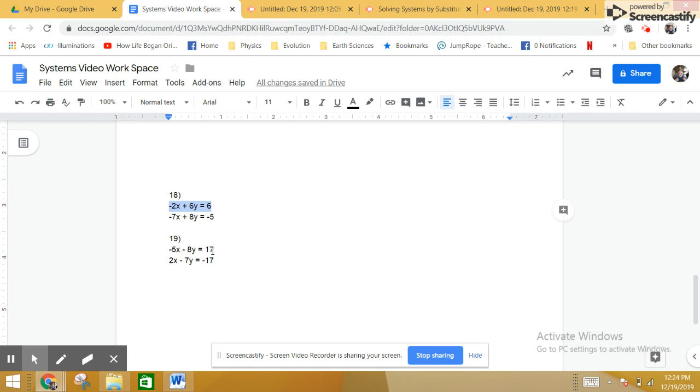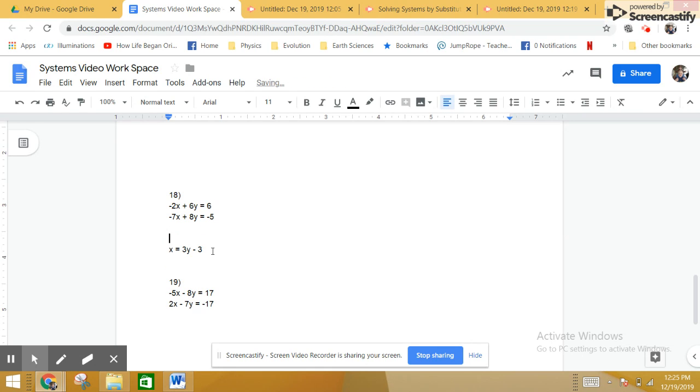So I copy that and give myself a little space. I'm going to subtract 6y from both sides, so I end up with minus 6y plus 6. Then I'm going to divide both sides by negative 2. So this just becomes x. Divide negative 6 by negative 2, I end up with 3. And 6 divided by negative 2 is minus 3. Now I have an expression I can plug into the other equation.